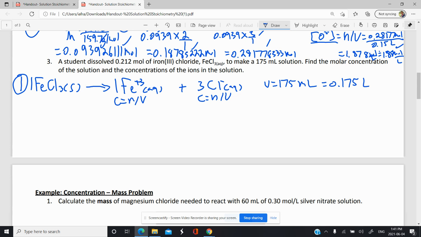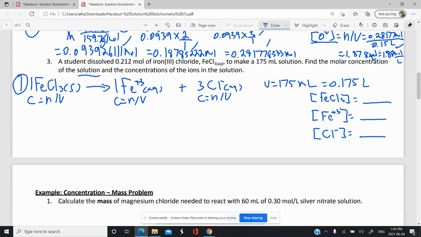And I also want to find the concentration of this, because it says to find the concentration of the solution and the ions. So by the end of it, basically what I want is the concentration of FeCl3, the concentration of Fe3+, and the concentration of Cl-. That's what I want at the very end. So I want C is equal to n over V here.